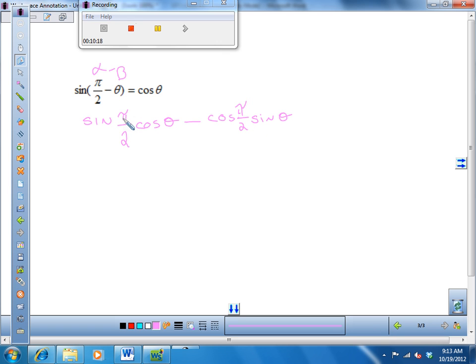What is the sine of pi over 2? Please tell me you know what that is. 1. And then you just leave this as cosine theta. Okay? And cosine of pi over 2 is what? 0. And you get 0 times sine of theta. And since 0 times anything is 0, this goes away. And you get that this side is just equal to 1 times cosine theta, which is plain old cosine theta, which is where I was trying to get to. Okay? And that's how you do that.